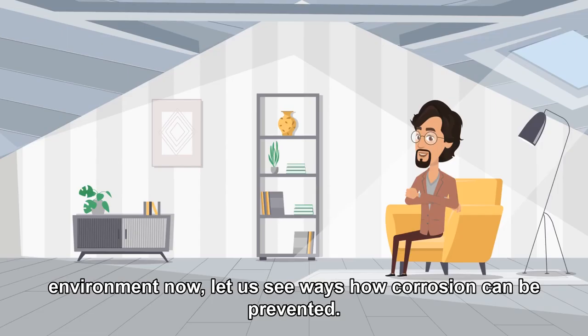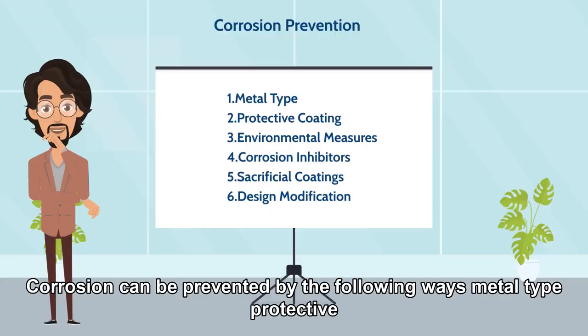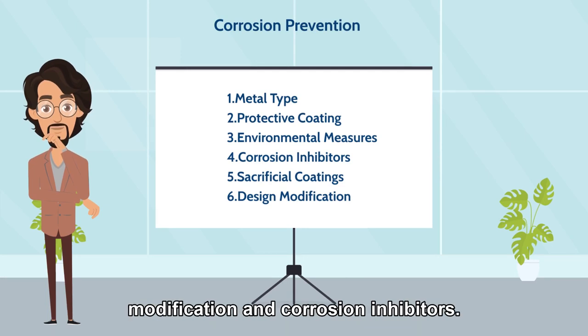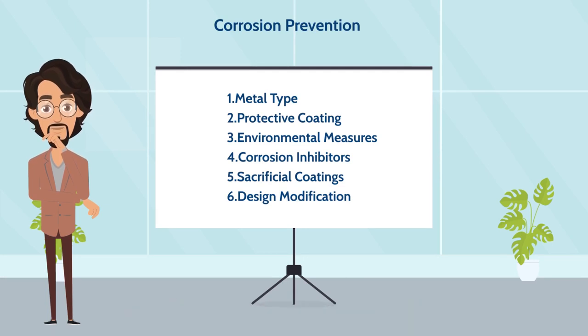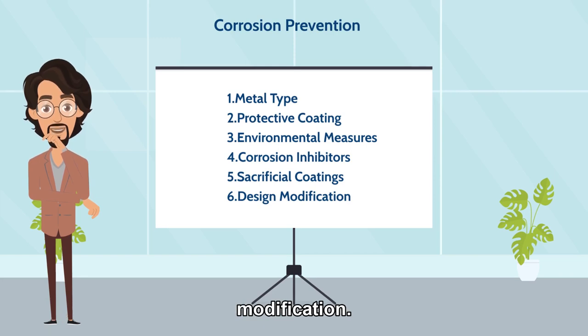Now let us see ways how corrosion can be prevented. Corrosion can be prevented by the following ways: metal type, protective coating, environmental measures, sacrificial coatings, design modification, and corrosion inhibitors. Today we will be learning about sacrificial coatings and design modification.